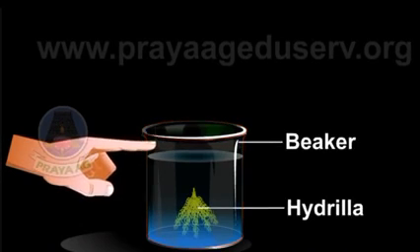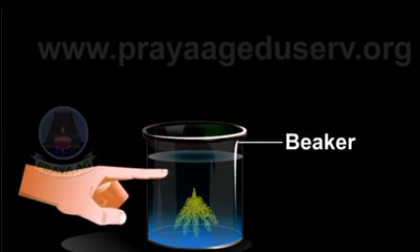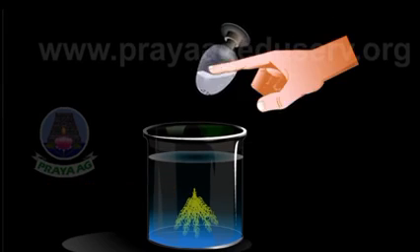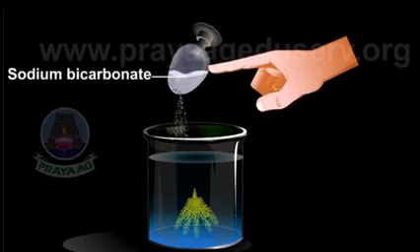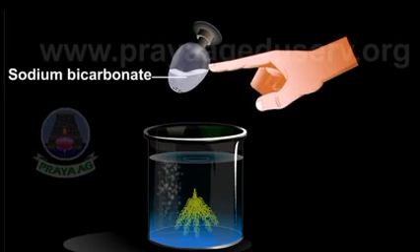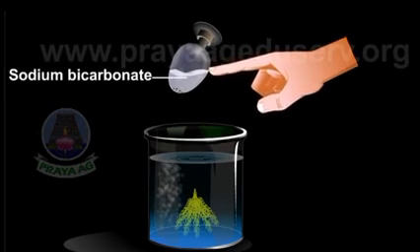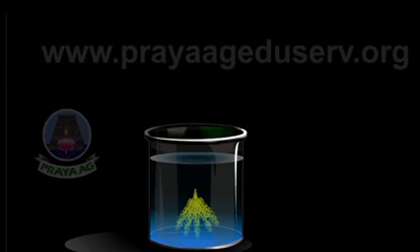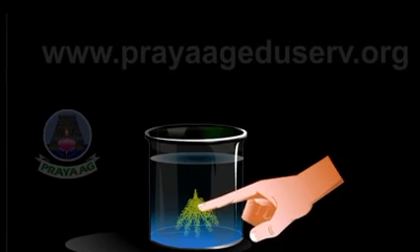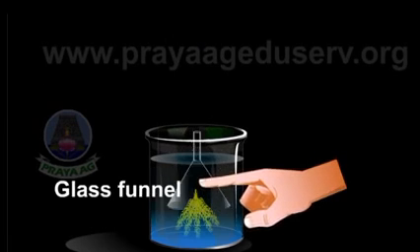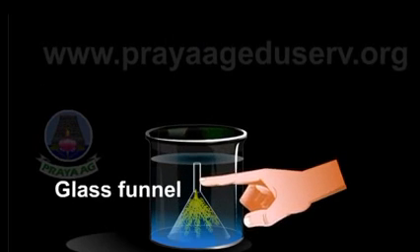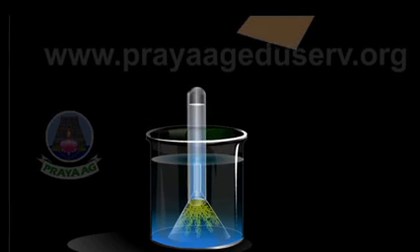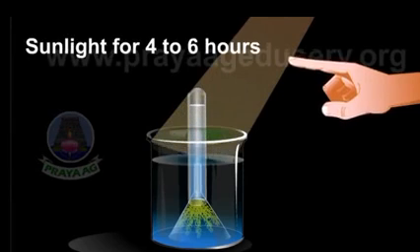The procedure: the glass beaker is filled with 2/3 of pond water, in which a small amount of sodium bicarbonate is dissolved. A glass funnel is placed in the beaker that encloses the stem of a Hydrilla. A glass test tube filled with water is kept inverted over the stem of the funnel. Now the apparatus is kept in sunlight for 4 to 6 hours.